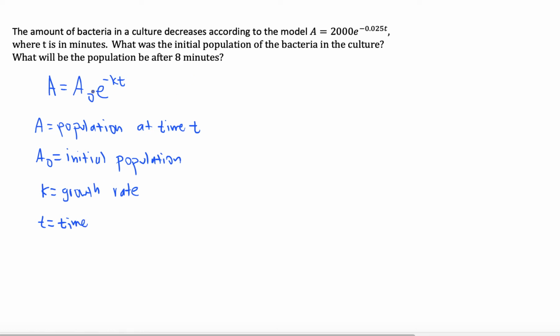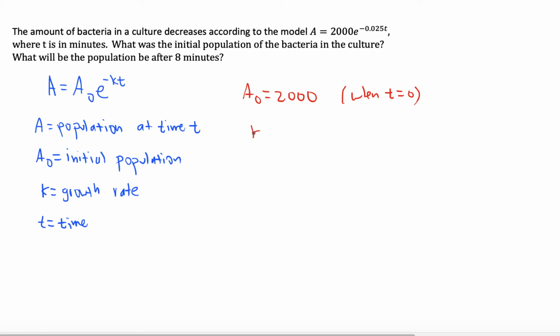So if we compare the general model to the model that is given here, what can we determine? We can determine that A naught equals 2000, and also, this should be true when t is equal to 0. When you plug in 0 here, this is going to become 0. So e to the 0 power is just 1. So A is going to equal 2000. That is going to be the initial population here. So we can always just plug in t equals 0 to determine what the initial population is going to be.